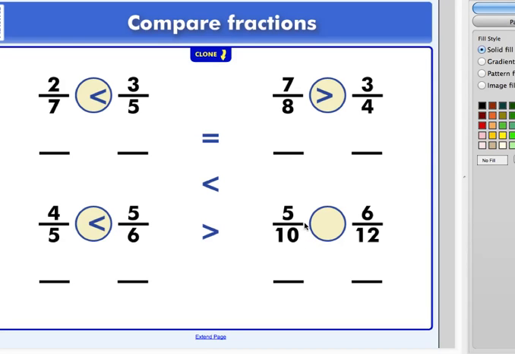Now this one here, super simple, it's half. It's half. I can see that. So I'm going to put a half right there.